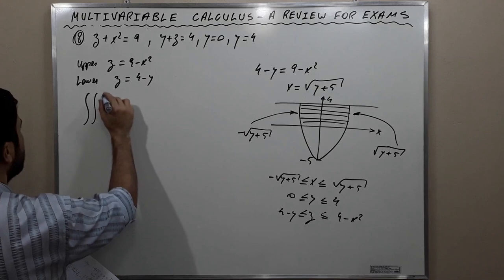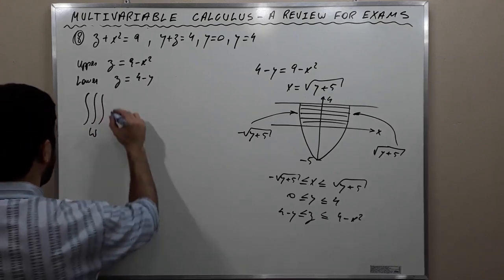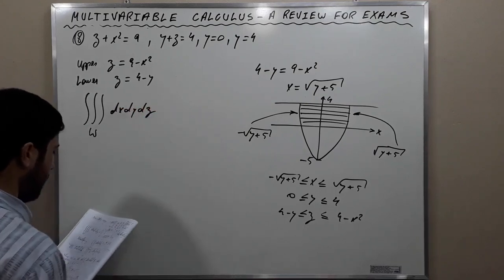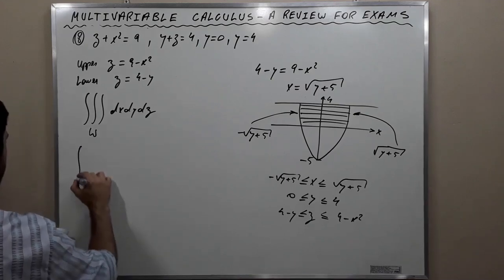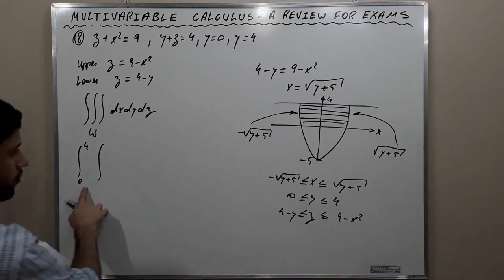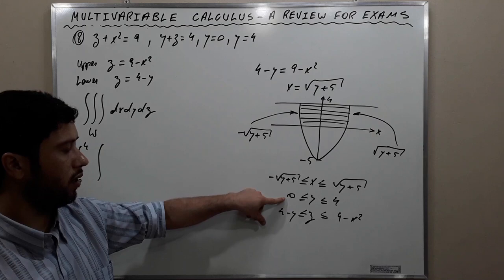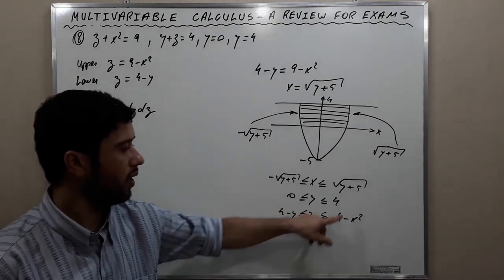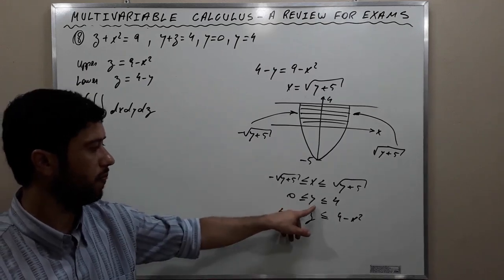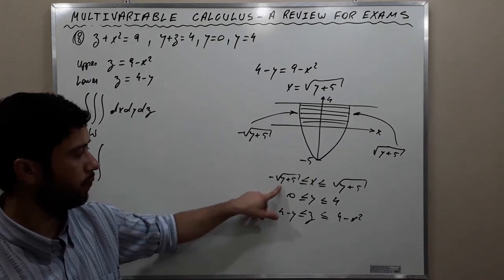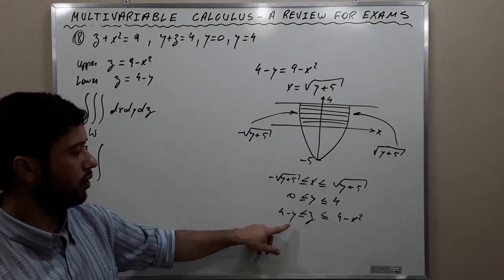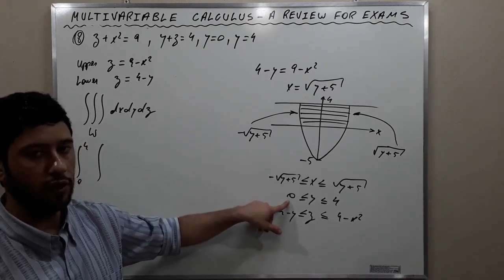The triple integral over w of dx, dy, dz is going to be the integral from 0 to 4 in y. We can choose any kind of order. We can integrate in x first, integrate in y second, but I advise you to integrate last in the interval that has only numbers. And in the interval that depends on the other, for example, x depends on y and z depends on y. So you integrate the dependents first and the independent for the last.